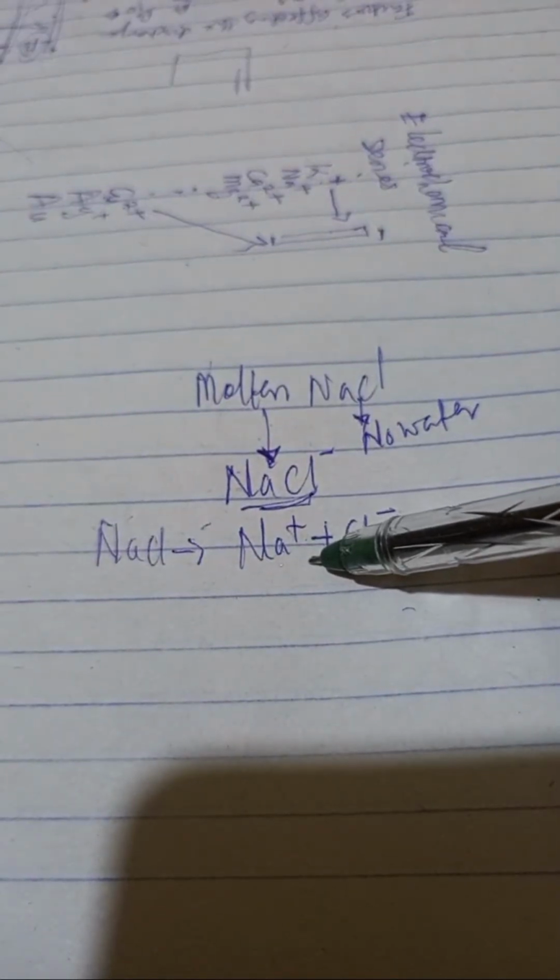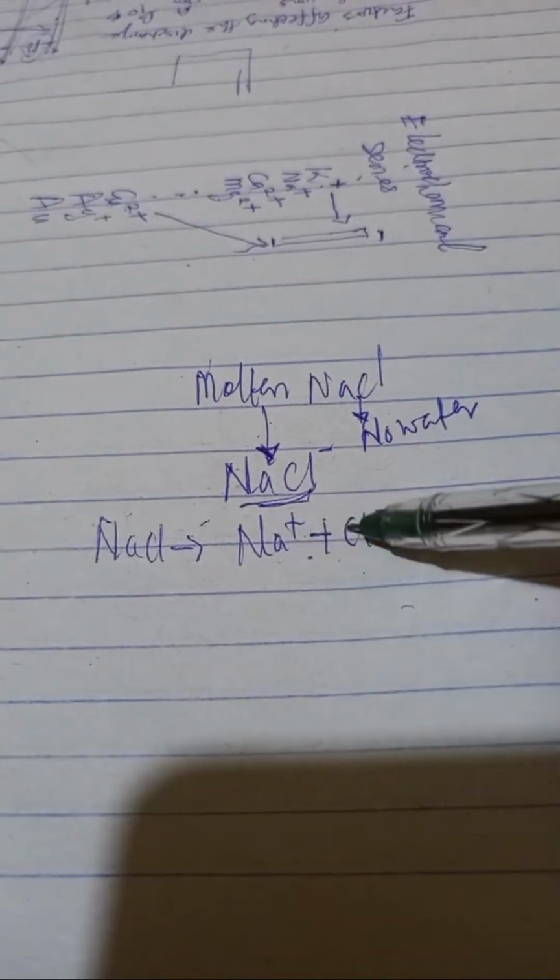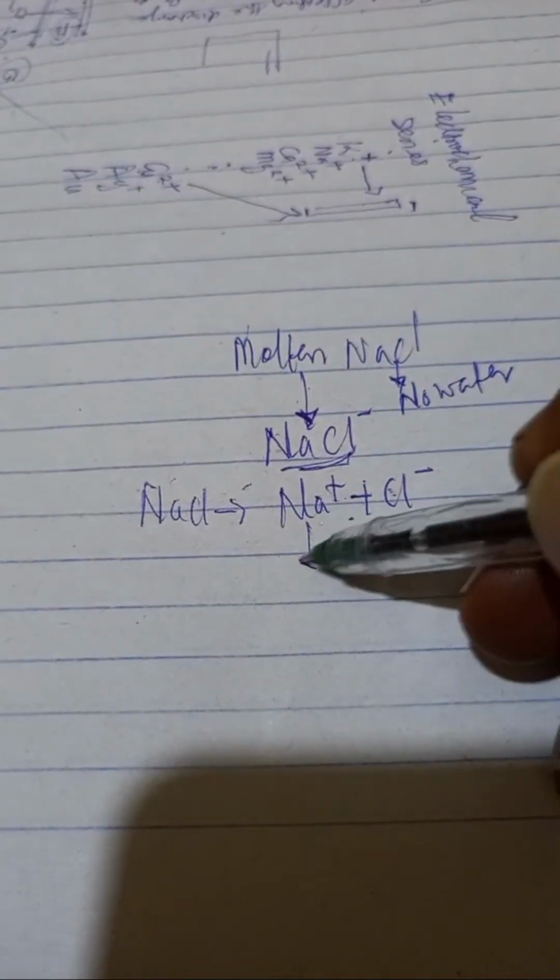Then from here, you can now know which one will be discharged. Since nothing is disturbing anything, the two ions are alone. That means this one will go to the cathode.